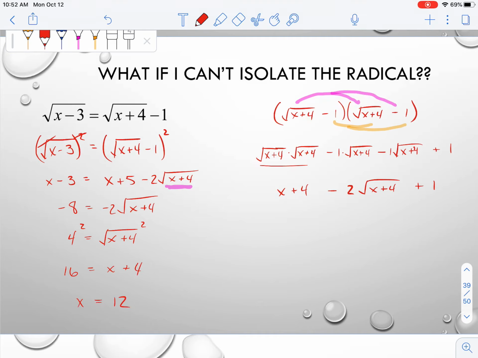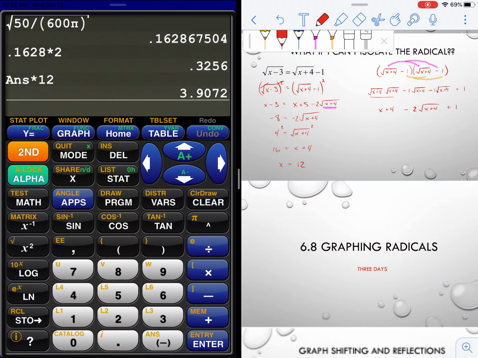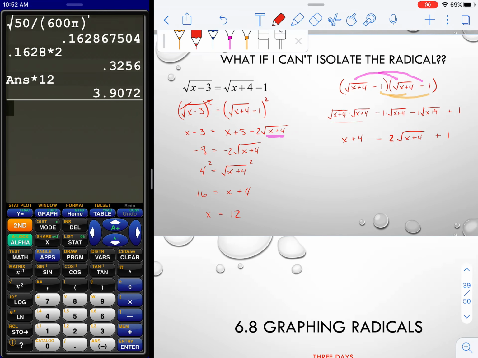So x equals 12. Now, here I think it would be really, really smart if we went back and actually checked our solutions. Actually, I don't even need the graphing calculator for this one. If I check both sides, when I plug into the left, I have square root of 12 minus 3. 12 minus 3 is 9. Square root of 9 is going to give me 3. On the right, I have square root of 12 plus 4, then minus 1. 12 plus 4 is 16. Square root of 16 is 4. 4 minus 1 is, in fact, 3. I get 3 on both sides. This does check out. This solution is good to go.